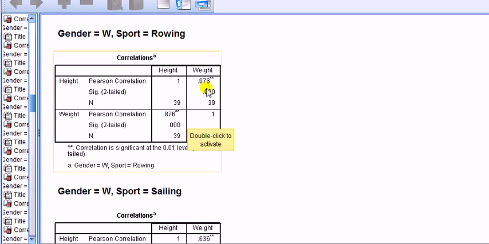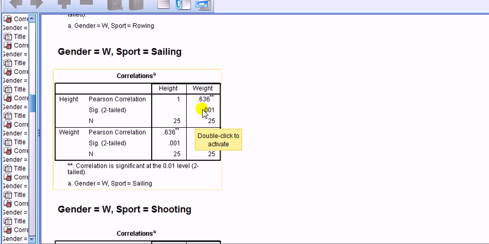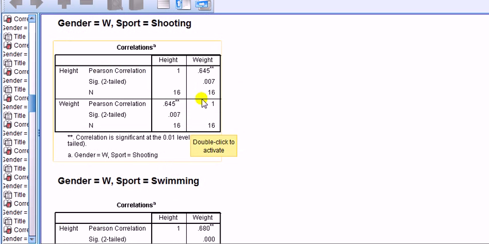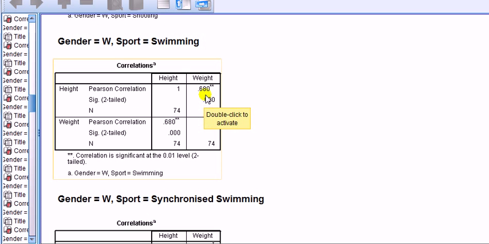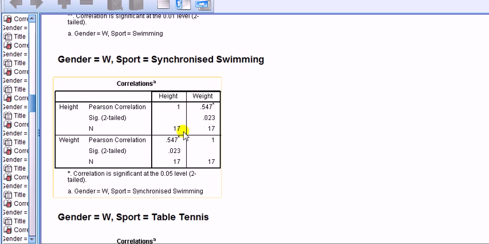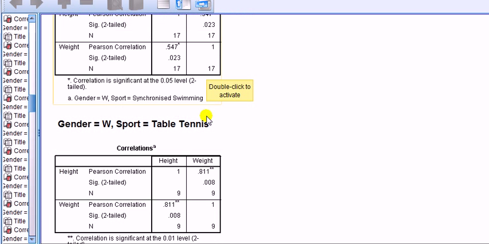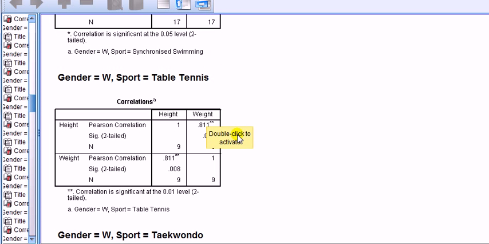Rowing 0.88, that's for 39 participants. Sailing 0.64. Shooting 0.65. Swimming 0.68. There's a lot of participants there, 74. Synchronized swimming, 17 teams, comes in about half. Table tennis, opposite to the guys, because for the guys it was the lowest correlation, which came at 0.14. Here it's coming at 0.8. So for the ladies, the proportion between weight and height is much more similar among the athletes.